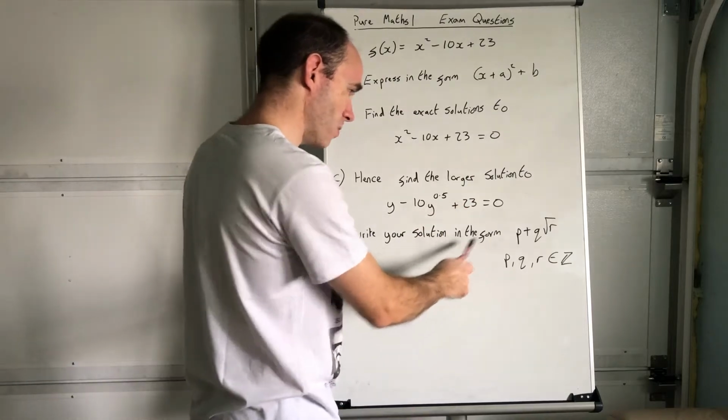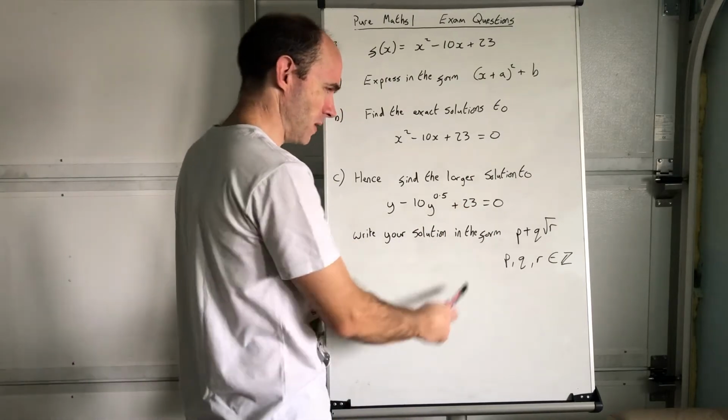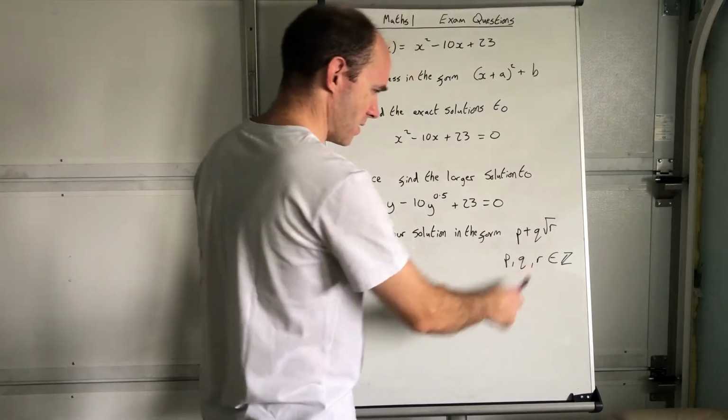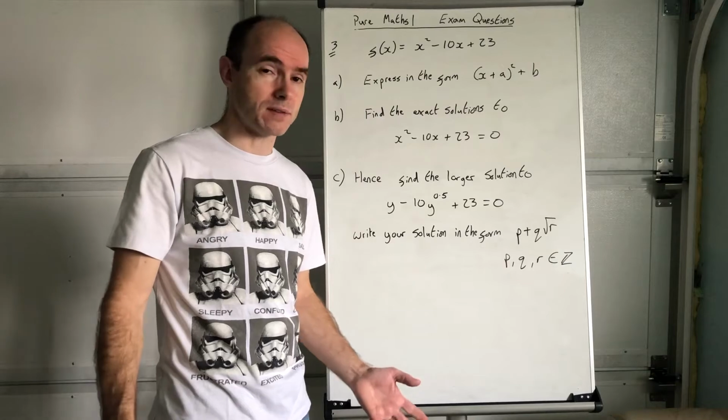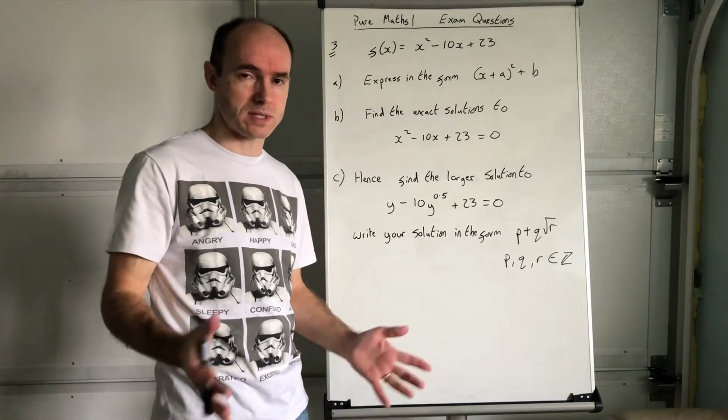Write your solution in the form, there we go again, a particular form: p plus q root r, where p, q, r are integers. Again, you can just pause and work your way through that if you've not done so already, and then unpause and see what the solution is.